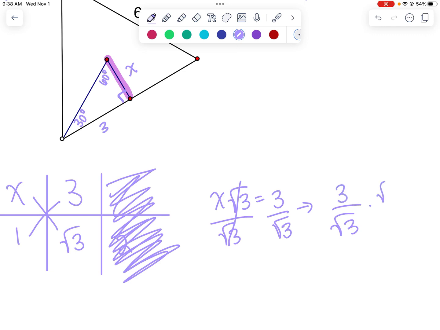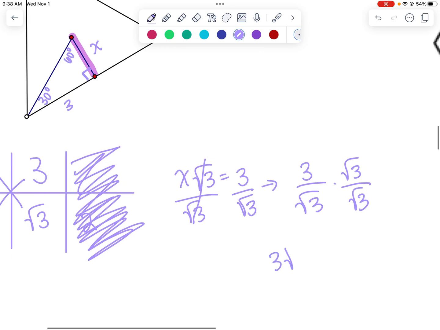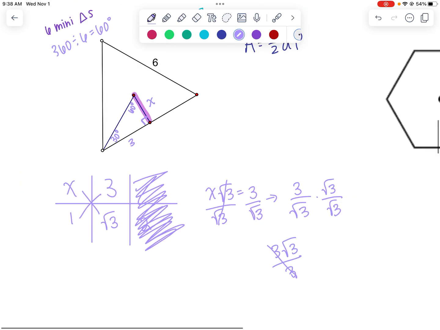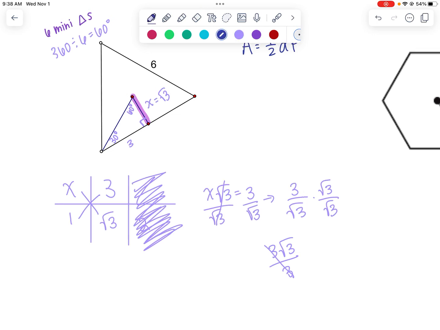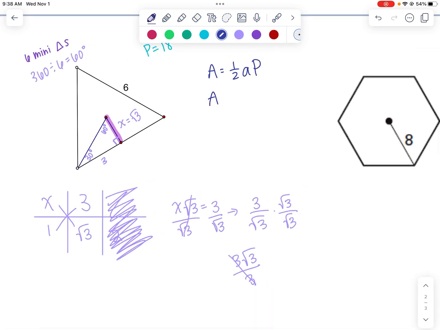But that's not your answer. Multiply the top and the bottom by root 3, and you get 3 root 3 over 3, which just ends up becoming root 3. So back up here, x was root 3. Now you know the apothem, so you can go back to your formula. Area equals 1/2. The apothem was root 3, and the perimeter's 18. Half of 18 is 9, so our area would be 9 root 3 units squared.